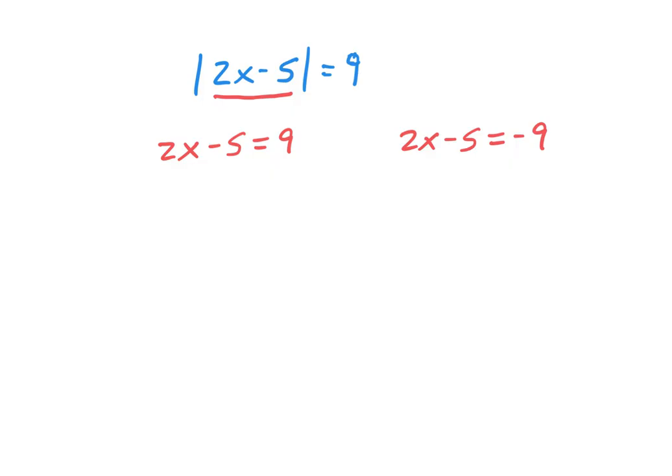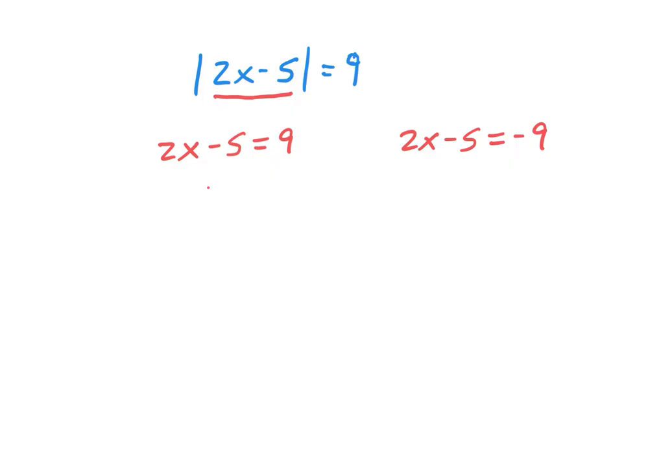And once we have the two equations set up, what we just can't forget to do is to set up the two equations, okay? Probably the most common mistake on absolute value is we forget that there's two answers involved. So we've got to make sure we have both answers as we do it, okay?